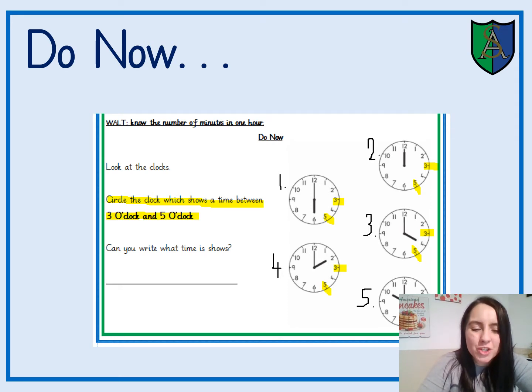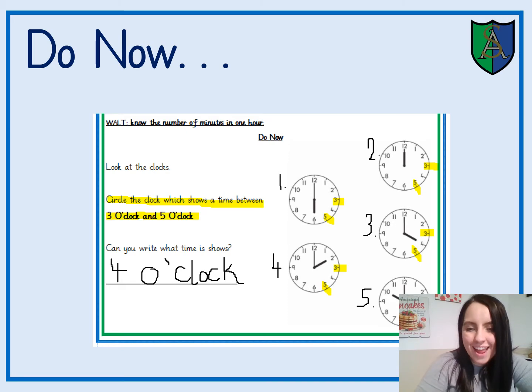Remember, we just write the hour that the hour hand is pointing. So in this case, it's pointing at 4. And then we write O, we do a funny little apostrophe and write clock. Well done everybody. We've now completed our do now. Let's move on to the next slide.